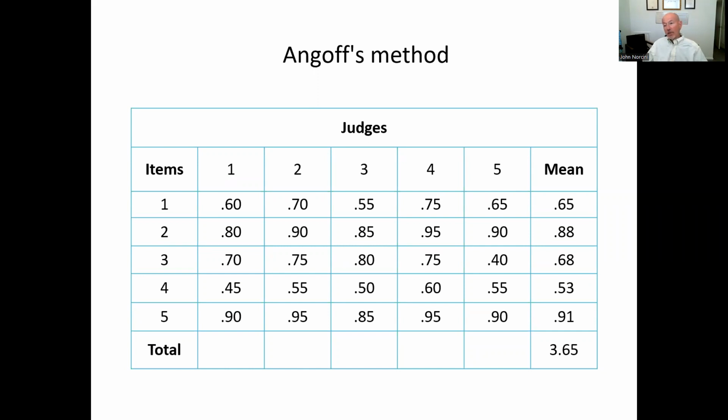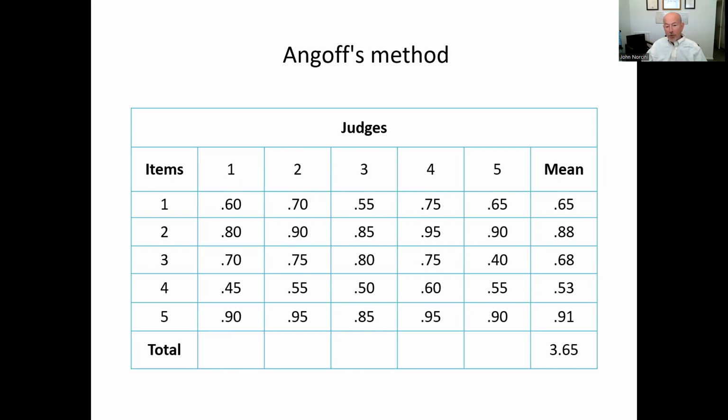When it gets time to set the cutting score, when you're all done, what you do is you generate an average for each item. You can see that under the heading of mean at the end. And then you add those up, and they'll end up being on the same scale as the raw scores for the examination. So in this particular hypothetical example, 3.65 was the cutting score. That means that anybody with a score of 1, 2, or 3 on this little exam would have failed, and anybody with a score of 4 or 5 would have passed.